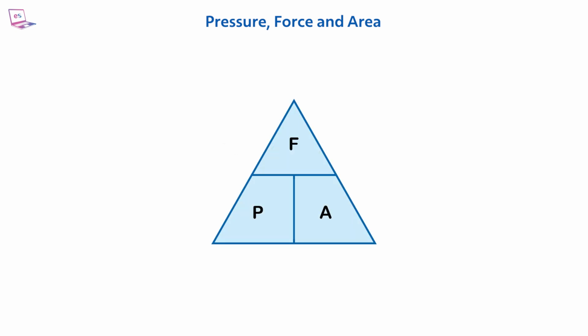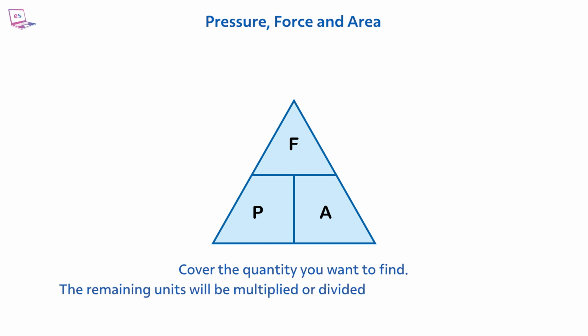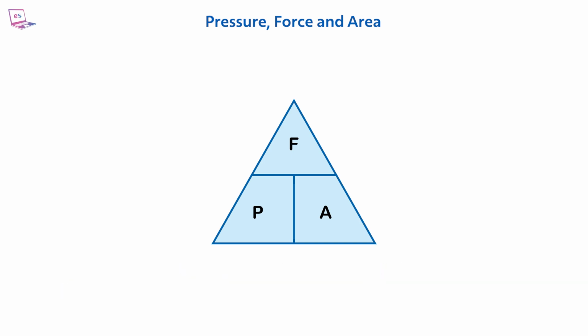A formula triangle will have three quantities. If you know any two of the three, you can easily calculate the third one. How to use the formula triangle? Cover the quantity you want to find. The remaining units will be multiplied or divided as shown on the triangle. For example, to find force, cover the F in the triangle. What do you see? It is P times A. So you must multiply pressure with area to find force.